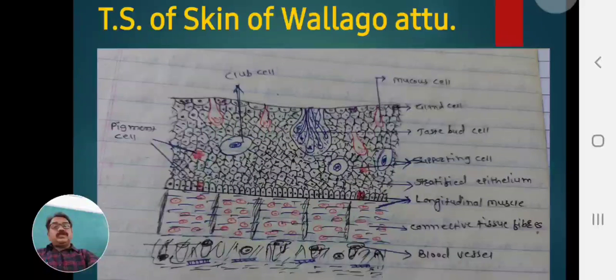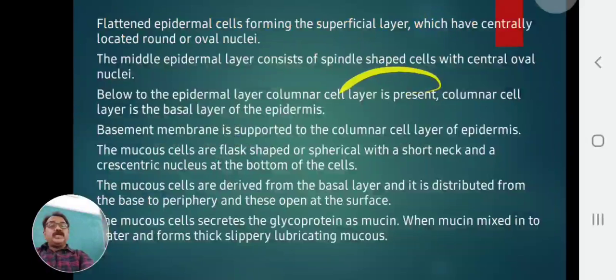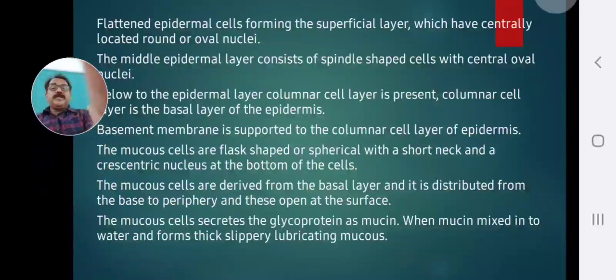Just as we have seen in the figure, see this mucous cell. These are opened by an opening, that is the mucous cell opening. Such cells are found in this epidermis region.